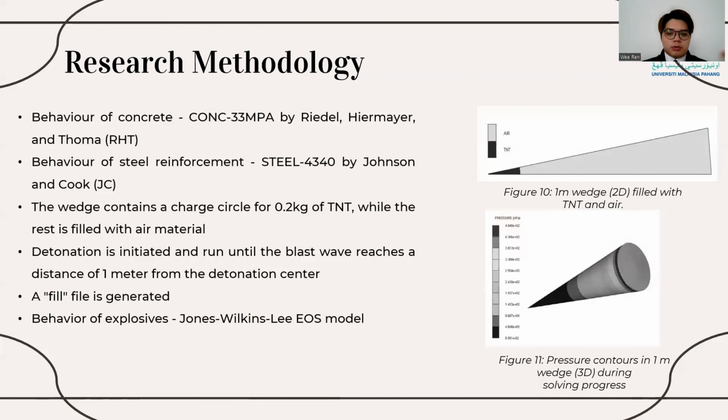AutoDyne uses an axially symmetric wedge shape model for simulation. It is occupied by a calculated charge circle designed for 2 kg of TNT material. A field file is generated containing the blast overpressure history, which will be utilized for the subsequent remapping function in various 3D air volume types. In the AutoDyne material library, the standard constant for air is employed to characterize its behavior, utilizing the ideal gas EOS. On the other hand, the behavior of TNT is described using the Jones-Wilkins-Lee EOS method.